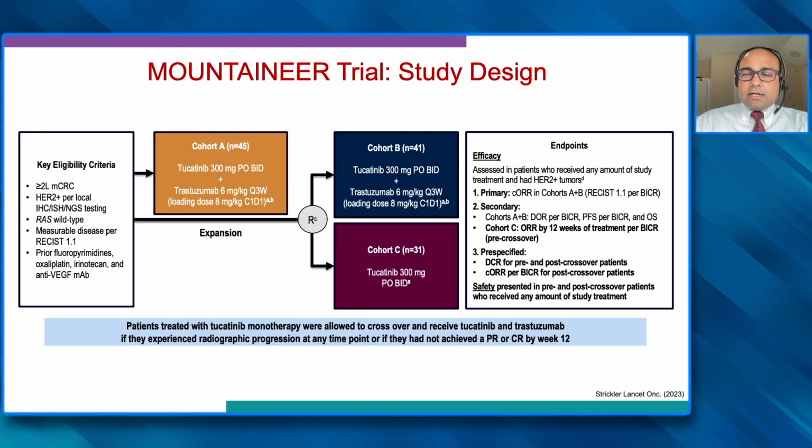So the MOUNTAINEER trial was the pivotal trial that laid the foundation of the first FDA approval of an anti-HER2 therapy in metastatic colorectal cancer. This was based on the premise of dual anti-HER2 inhibition using trastuzumab and tucatinib. Tucatinib is a small molecular tyrosine kinase inhibitor of HER2. This was initially a single-arm study and then was randomized to trastuzumab tucatinib versus tucatinib alone, so single agent anti-HER2 inhibition, with the primary objective of a confirmed objective response rate.